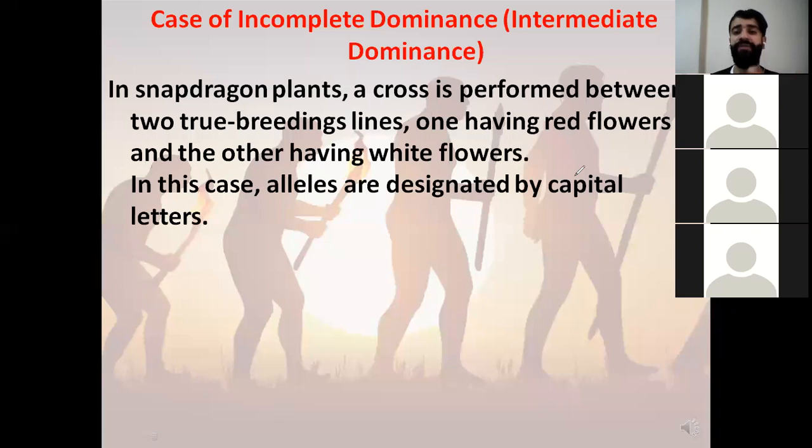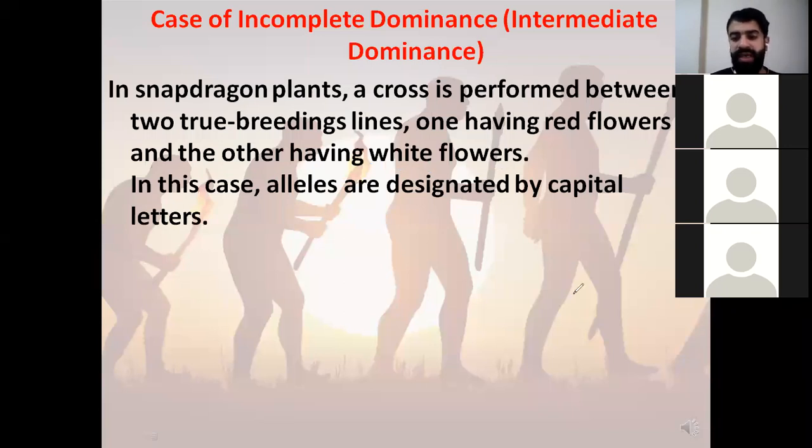So here we have two breeding lines, one having red flowers and the other having white flowers. In this case, both alleles are designated by capital letters. Whenever we talk about incomplete dominance or intermediate dominance, both alleles are capitalized, like in the case of codominance, while in the case of dominance, one is capital and the rest is a small letter. Pay attention to this.